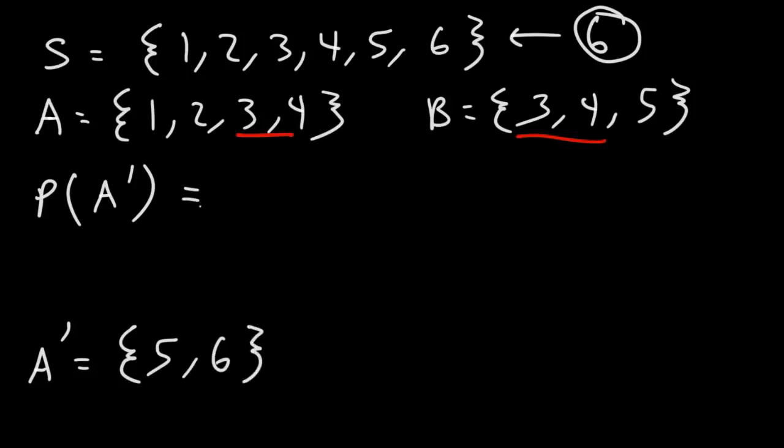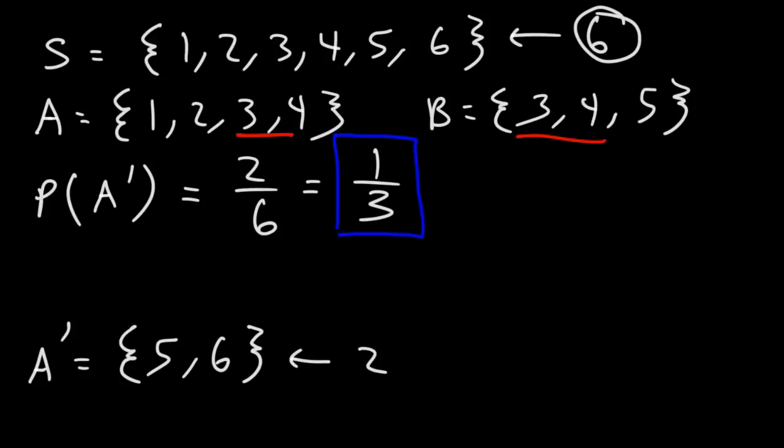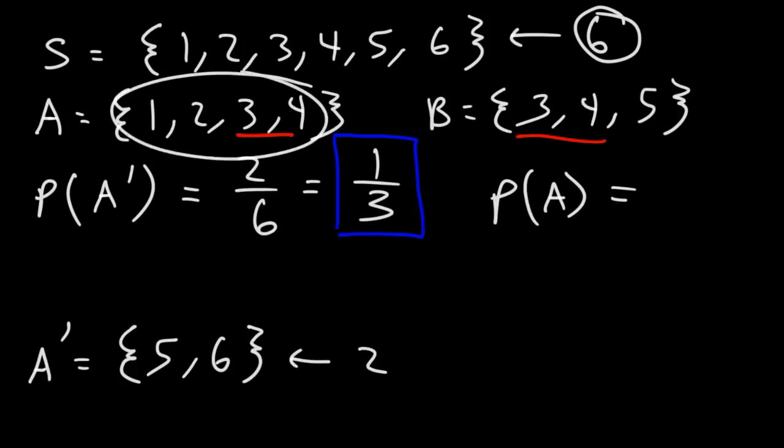So the probability of getting the complement of A is going to be 2. We have 2 favorable outcomes out of a total of 6, which is going to be 1 over 3. Now, what about the probability of event A occurring? What would you say? Now, there's 4 favorable outcomes that lead to event A out of 6. So 4 over 6 reduces to 2 over 3.